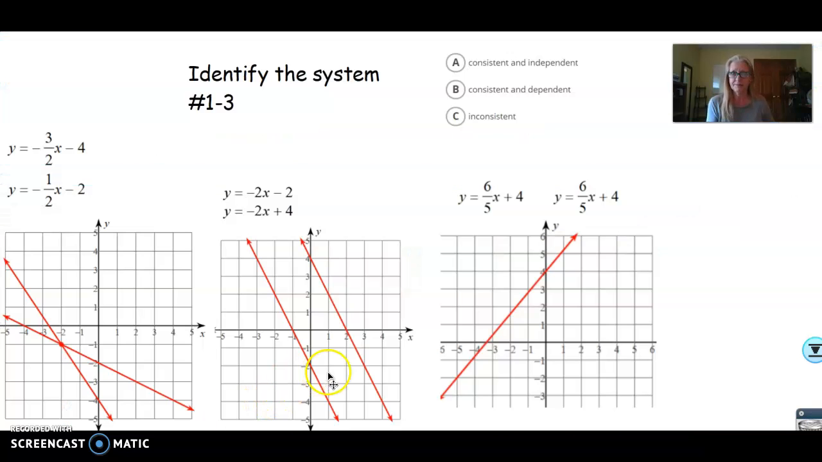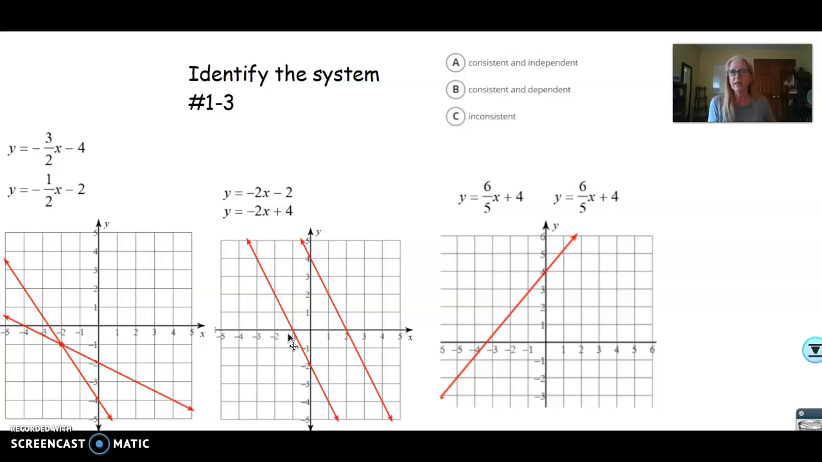For your quiz, questions 1 through 3 are multiple choice. They ask you to identify the system. Your choices are consistent and independent, consistent and dependent, and inconsistent. Consistent means the lines touch at some point, or one or more points. Inconsistent means they don't touch at all. Now, parallel lines, they don't touch at all. This would be an inconsistent system.